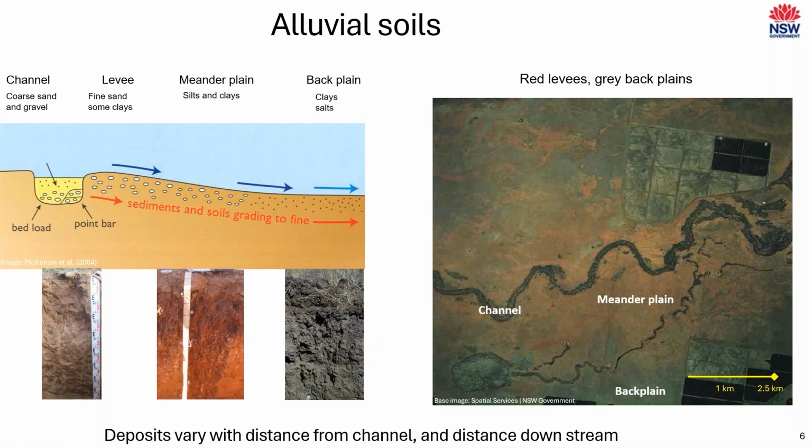Now, we've got our current channels, but a lot of these areas are older channels. We can see an example here where an old channel is moving through this meander plain and the quite distinct changes in soil types within a fairly short distance. The relevance of these older systems is that the older they are, they're now abandoned, they don't flood, so they can accumulate salts, which sit in the profile.